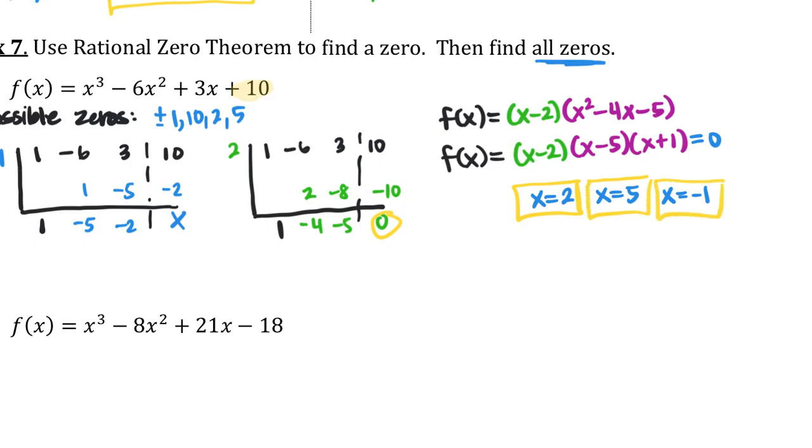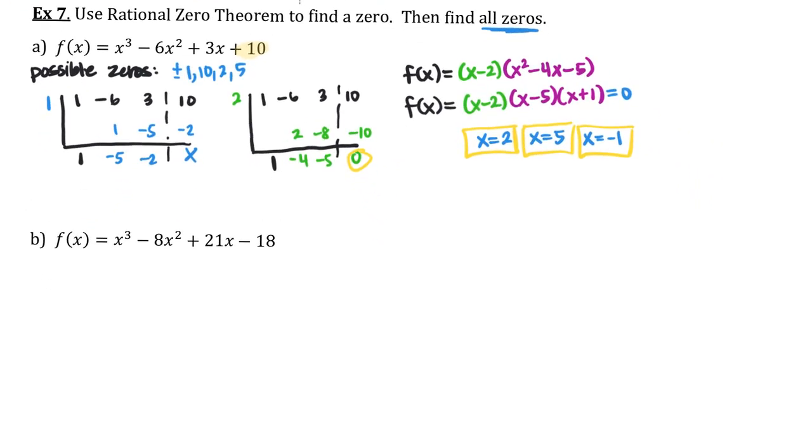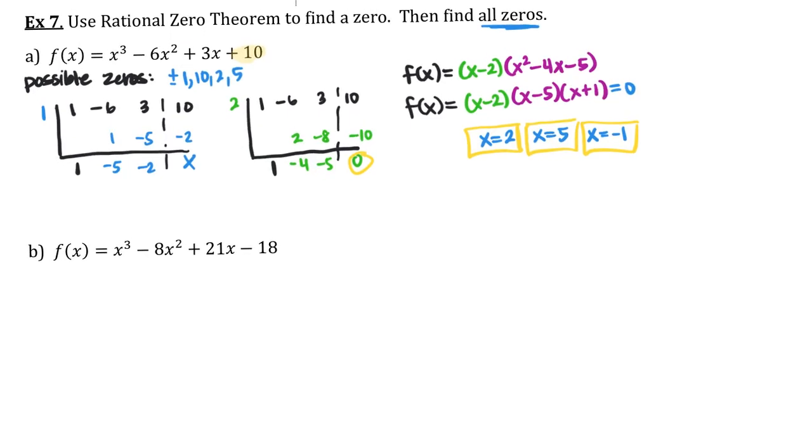It also means that at the beginning when I had done synthetic substitution, the 2 would have worked, the 5 would have worked, or the negative 1 would have worked. So if you find a different number than someone else for your first 0, that's okay, because at the end you're going to have the same 3 numbers. Now that we've seen it, let's go ahead and try the next one together.